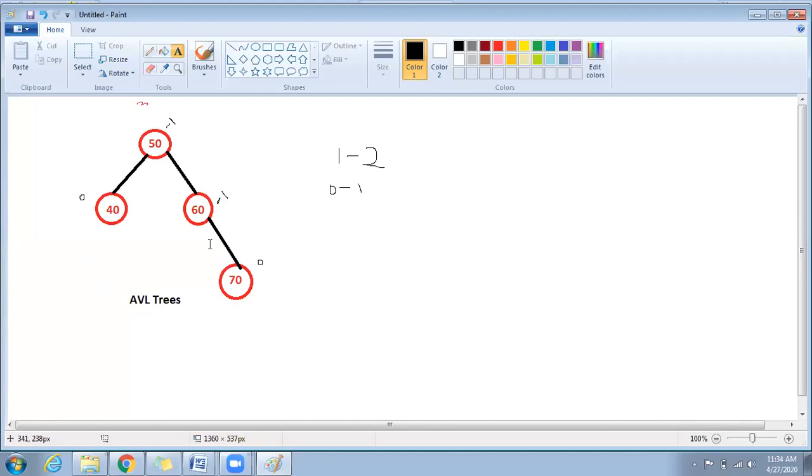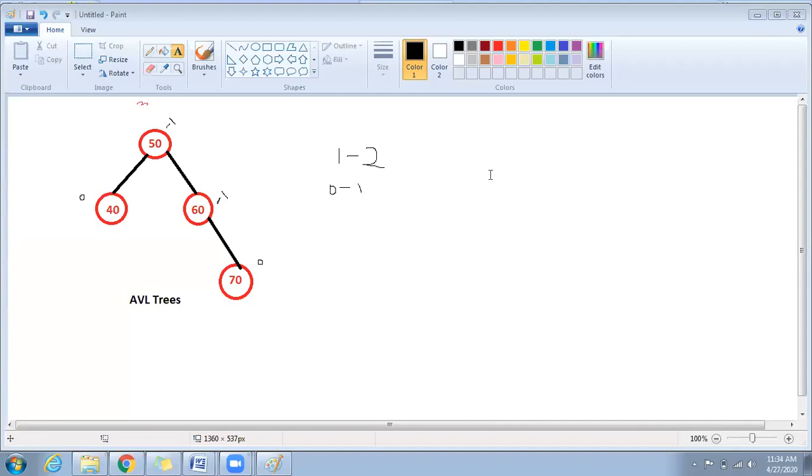Whenever I'm inserting a value, I want to check whether the height is balanced or not. Anyway, I'm constructing a binary search tree only. But before, whenever a value was coming, I just inserted. Here, whenever a value is coming, I'm inserting by following the binary search tree concept, but also checking the height balance, whether it is height balanced or not.